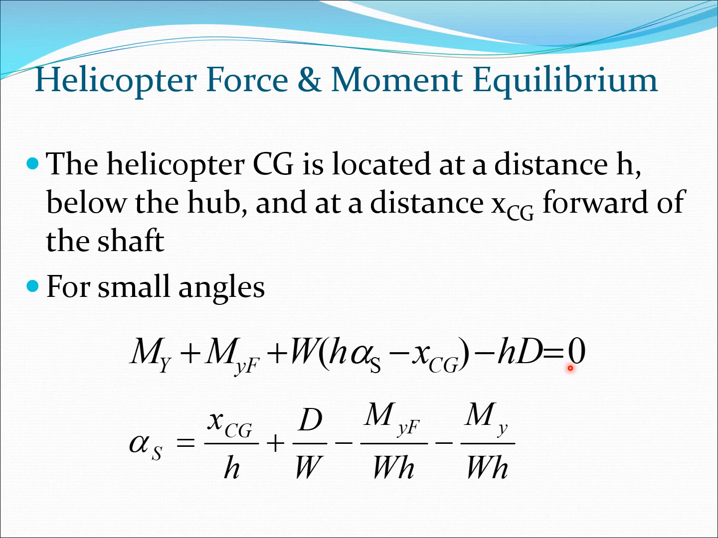So again we are considering small angles here. The helicopter CG is located at a distance h below the hub and at a distance xcg forward of the shaft, and so we can solve for alpha s in this manner, and we are going to get this value in case the helicopter CG is located at some point xcg forward of the shaft and h below the hub. So all those dimensions are going to be known, and therefore I can calculate this quantity and I can obtain the value of alpha s.